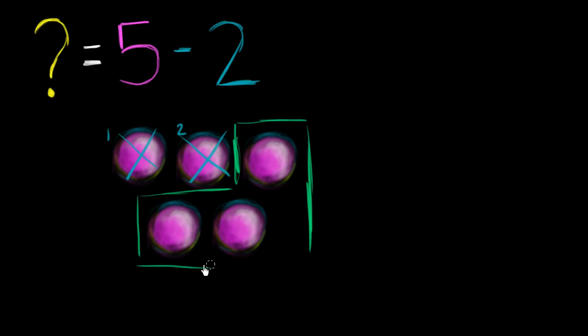So how many is that? How many do I have left over? Well, I have left over 1, 2, 3 of my original 5. So something is equal to 5 minus 2. That something is 3. 3 is equal to 5 minus 2. So let me just replace this with a 3. So we see that 3, actually let me do the 3 in the same color as this green. So we see that 3 is equal to 5 minus 2, or we could say that 5 minus 2 is equal to 3. Either way.